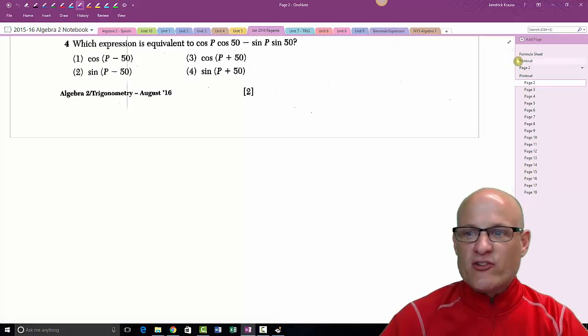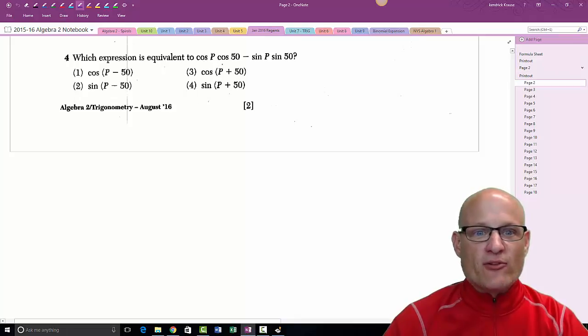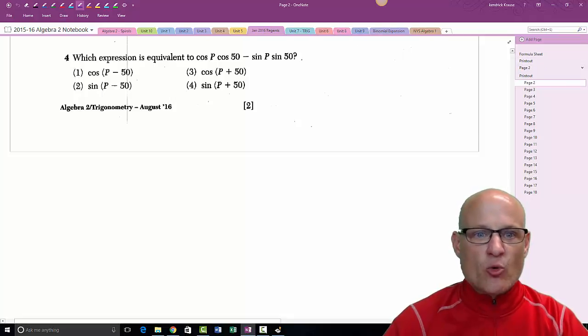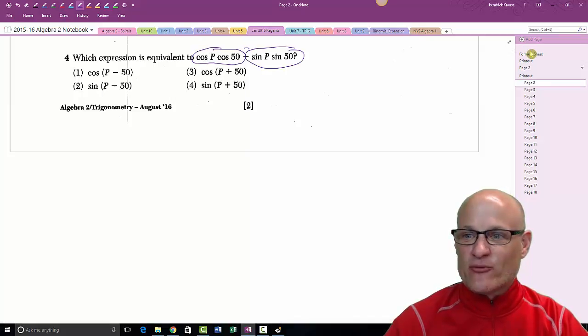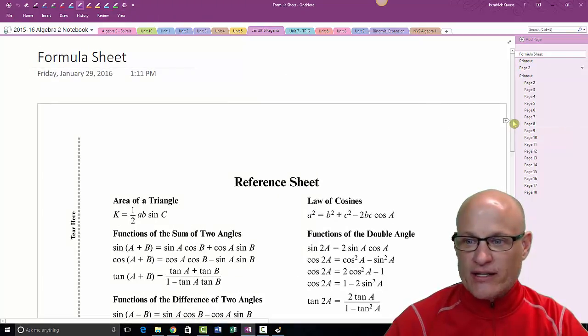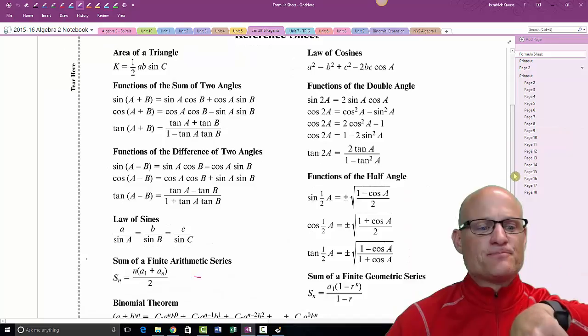All right. Which expression is equivalent to cosine P cosine 50 minus sine P sine 50? Oh, shoot. Hold on. I do have the formula sheet. So what you have here is cosine cosine minus sine sine. So you need to go over to your formula sheet and say, okay, which one of you is cosine cosine sine sine?